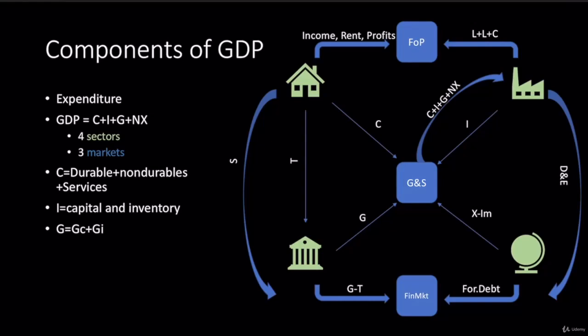The government can also do something similar to that. The government can spend money in terms of consumption, so I call that GC, and the government can spend money in terms of investment, so think about a highway.